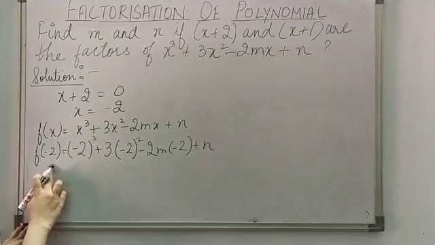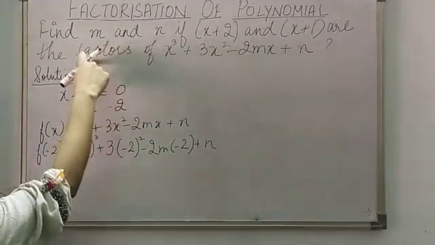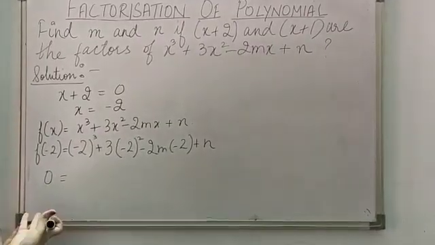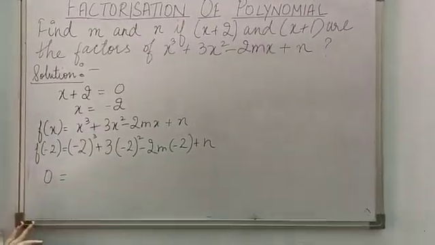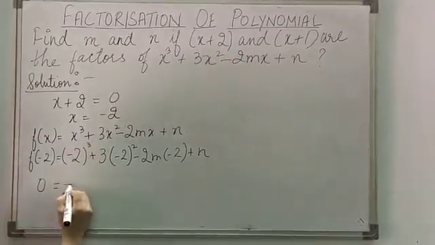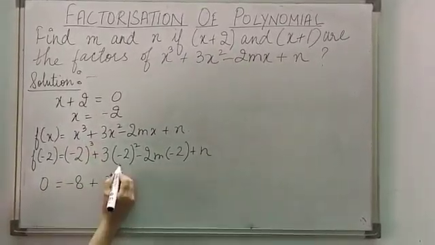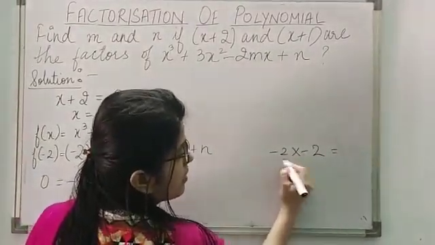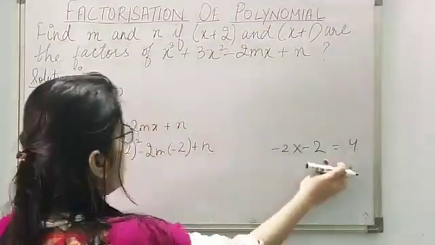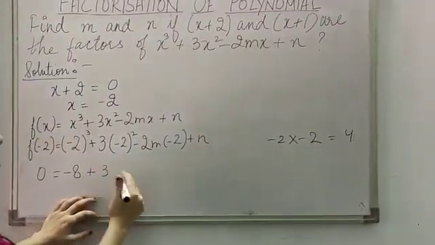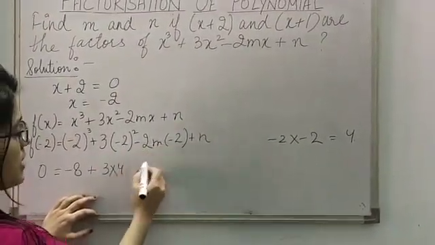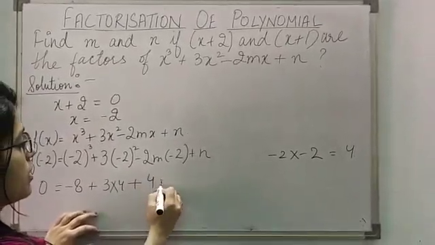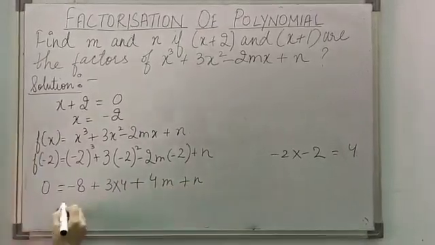Here f(minus 2) is already given to be a factor, so here we will get 0. Factor means it is completely divisible and the remainder will be 0. So here in the remainder you will get 0. Minus 2 cube means minus 8, plus 3 into minus 2 square. Minus 2 square means minus 2 into minus 2, that will give you plus 4, and 3 into 4. Minus into minus is plus 2. You can directly multiply also. 2 into 4m plus n.